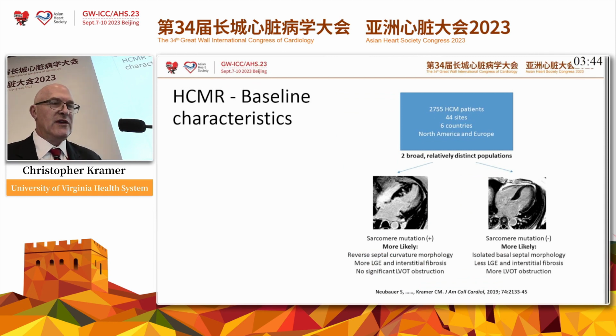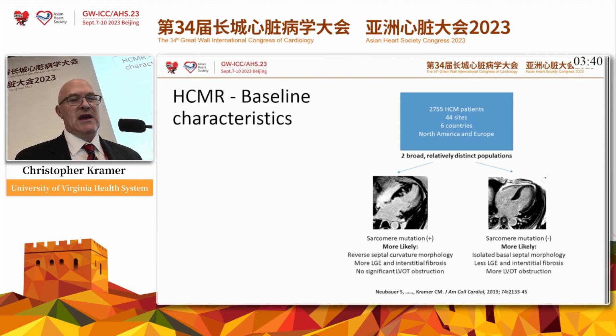I'm the co-principal investigator of a study called the Hypertrophic Cardiomyopathy Registry, or HCMR, an NHLBI supported registry that we've now recruited 2,755 patients from 44 sites in 6 countries in North America and Europe. We're at almost a mean of 7 years of follow-up, delayed somewhat by COVID, but we should be reporting on outcomes in this natural history study within the next year. But at baseline, we published this paper in JACC in 2019 describing the population.